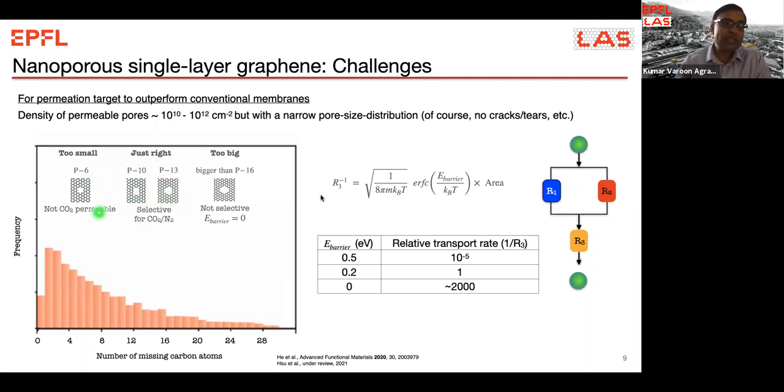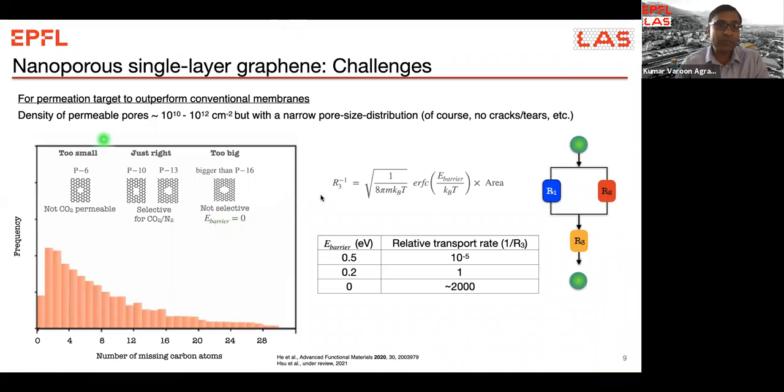So what you would see is that all the pores here are too small for gas permeation, so they are not contributing to the flux. P10 and P13 are just right for CO2 nitrogen separation, so most of the separation happens from this area. And then once you go to a bigger pore, for example, in the tail side of this pore size distribution, this again becomes non-selective because both CO2 and nitrogen can pass through the pore without any energy barrier, right?